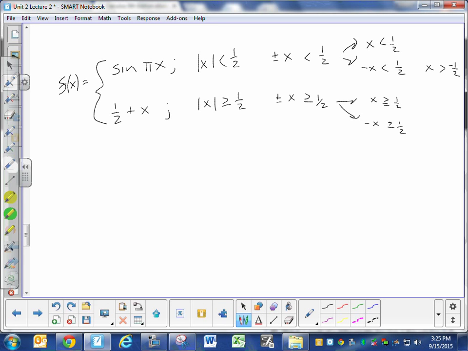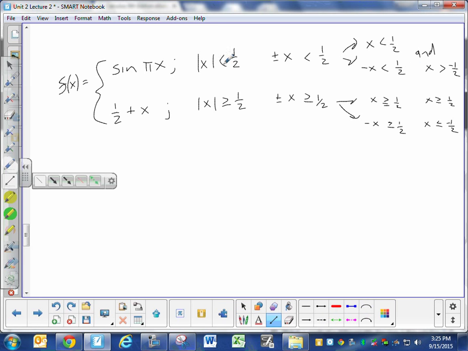So we have like a combo statement. We have x is less than 1/2 and x is bigger than -1/2. Here, for this guy, we'll have x is greater than or equal to 1/2. And when I divide by a -1, I'll have x is, flip the symbol, less than or equal to -1/2. So actually, we have to worry about not just positive 1/2, but positive 1/2 and -1/2.